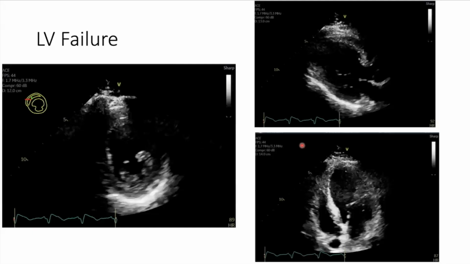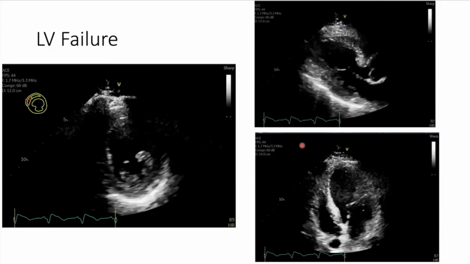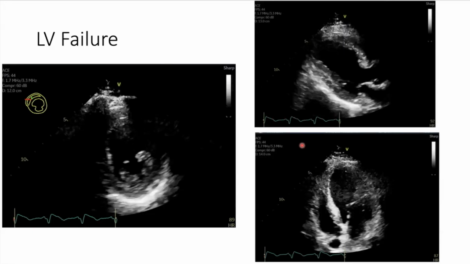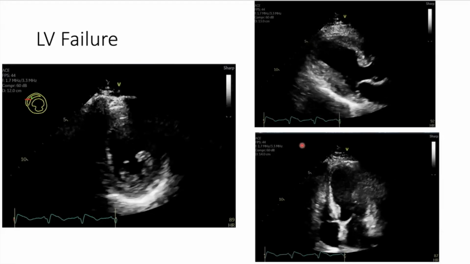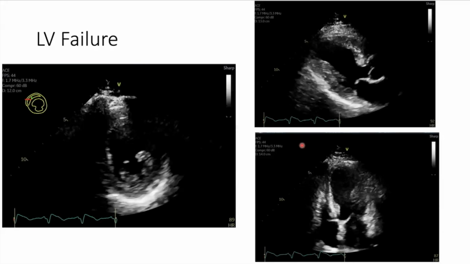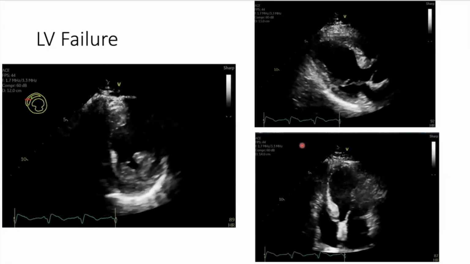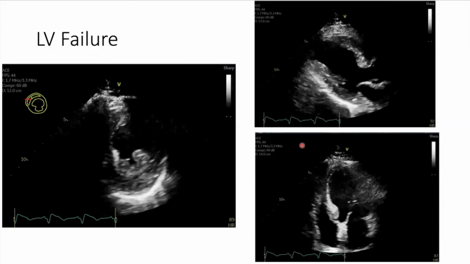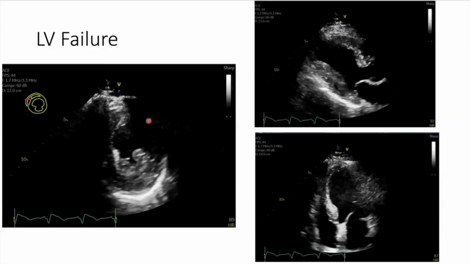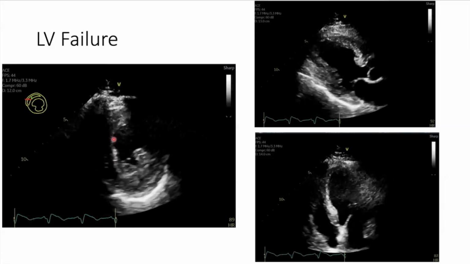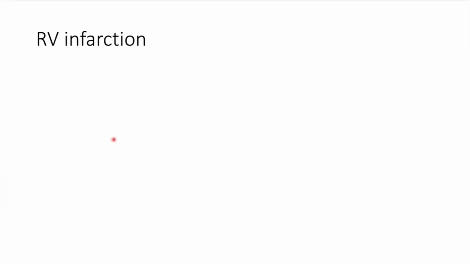This is an example of an anterior STEMI. So on the top right, we have a parasternal long axis, and we can see that the anteroseptal wall is down. So it's showing the apical four chamber, and this is showing the short axis view at the mitral, at the papillary muscle. And again, we can see that the anterior and the anteroseptal wall is akinetic essentially.